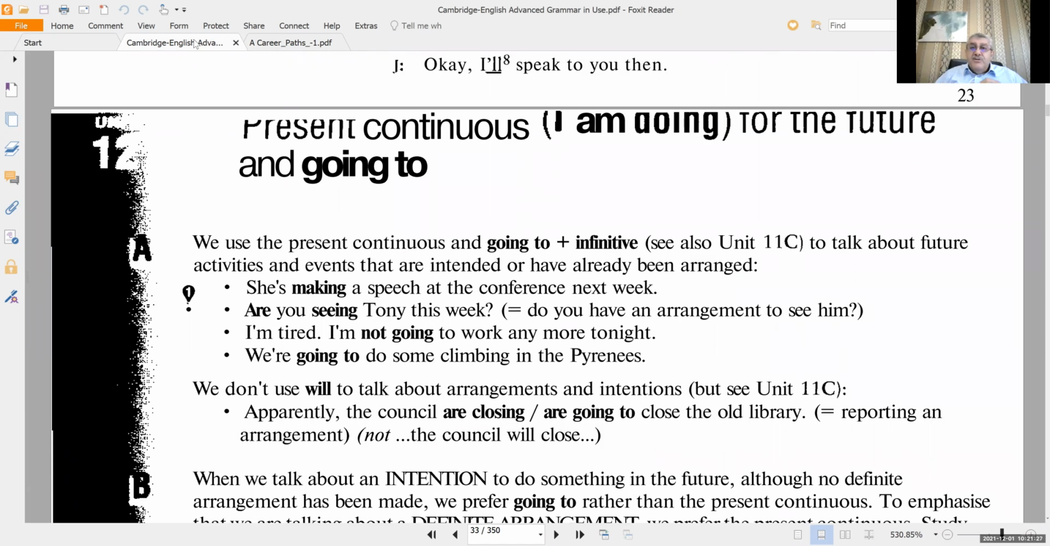Now, we have the present continuous. We are going to talk about present continuous, I'm doing, or the future, for the future I'm going to. So today, the specific part is about the future. We use the present continuous and going to plus infinitive. Of course, we have already done this last class to talk about future activities and events that are intended or have already been arranged. So today we are going to talk about intentions and arrangements.